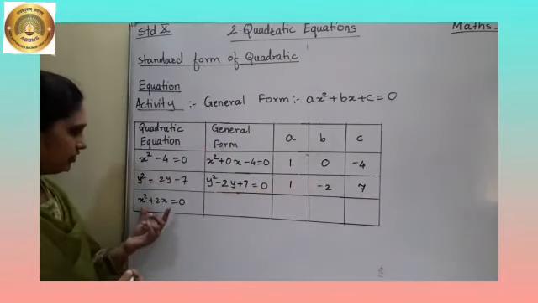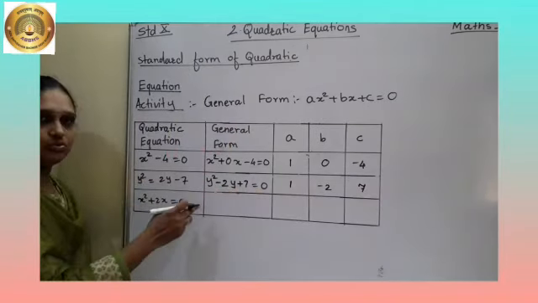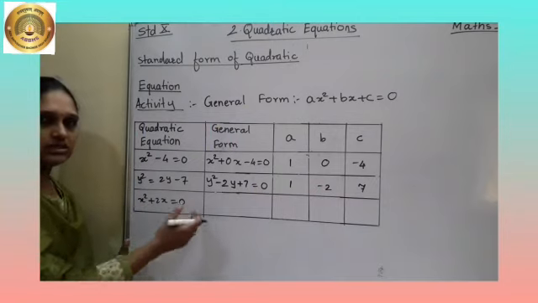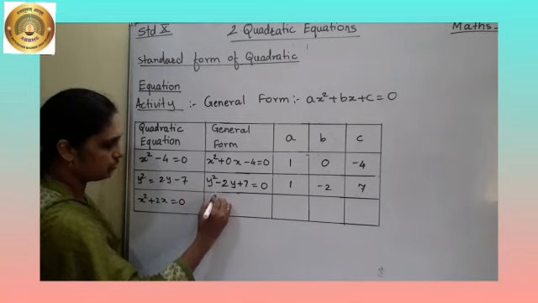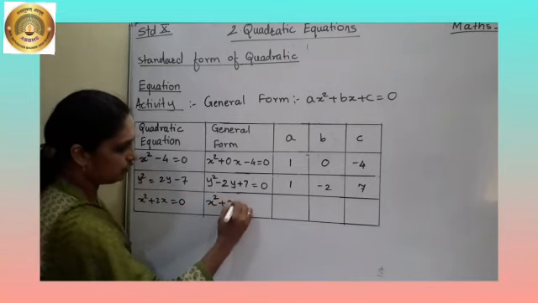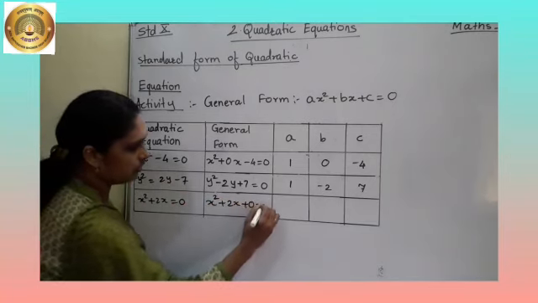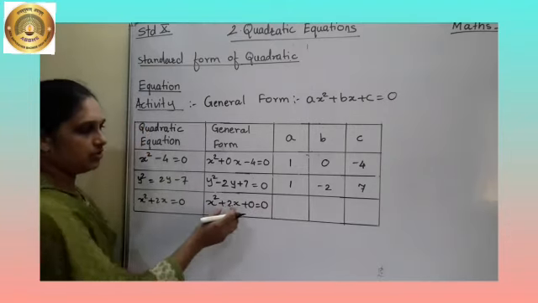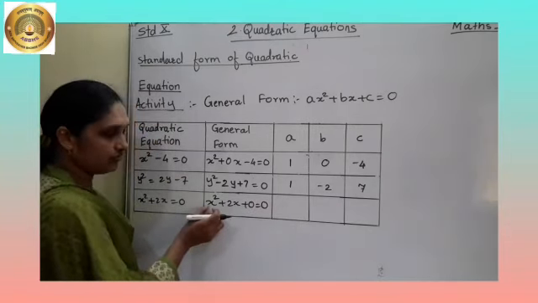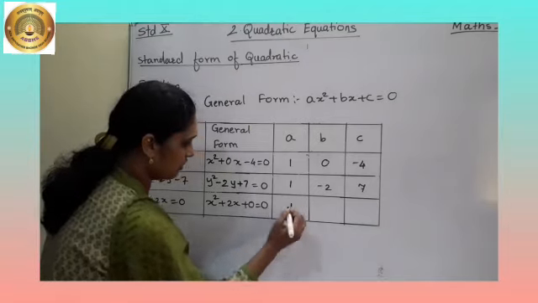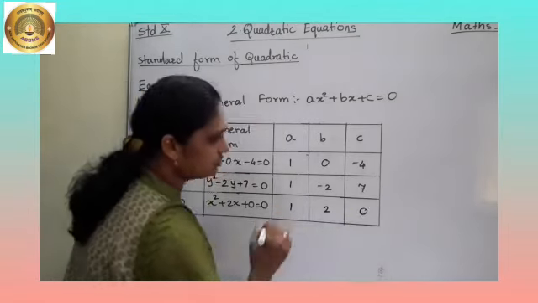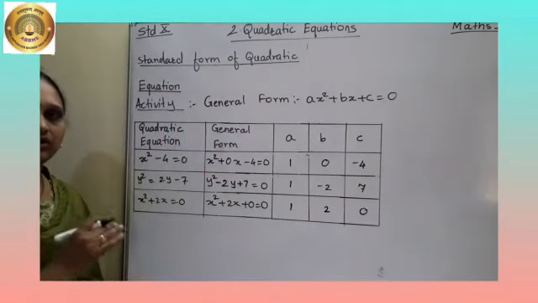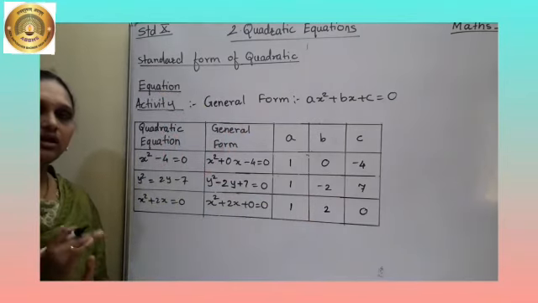Now move to the third one. x square plus 2x. Two terms are given and the last term is not given, so we arrange it by taking 0. So x square plus 2x plus 0 equal to 0. Now write a, b, c. What is the coefficient of x square? That is 1. The coefficient of x is 2. The constant term c is 0. So in this way you all have to complete all three activities.